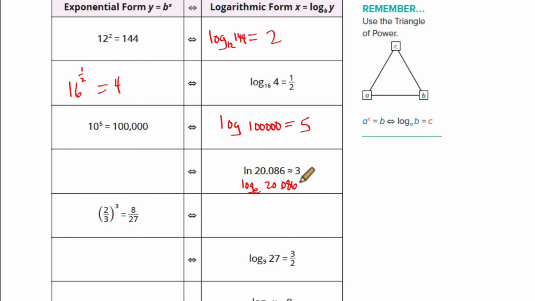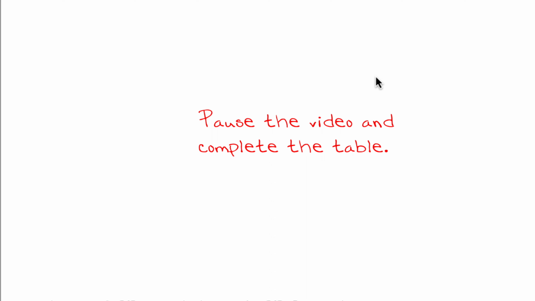This is equal to approximately 3. If I were to write that in exponential form, remember, the most important part is that base. So I start with that base. It would be e raised to the exponent, which is third power, would be, in this case, approximately equal to 20.086.